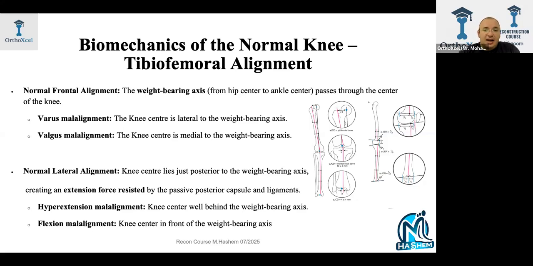If we come to the lateral alignment, so if we're looking from the lateral profile or the side profile, we understand that your knee center is just posterior to the line of the mechanical axis in the lateral view.